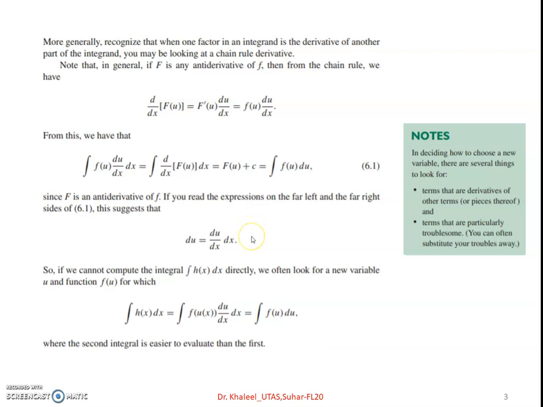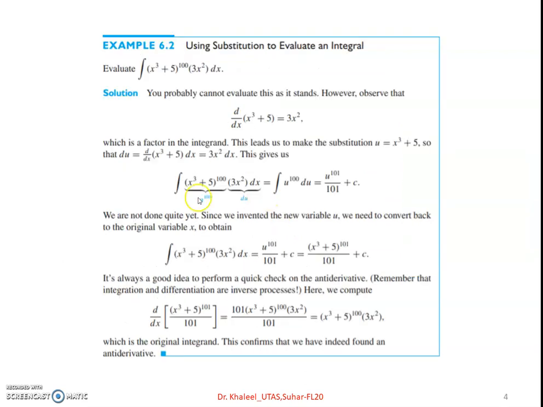So the question is how to assume or guess correctly. There is no method as such, but you have to look into the terms and see whether one term is the derivative of the second term. Also, look for the term which is difficult to integrate, and take that as u. Let's see some more examples.